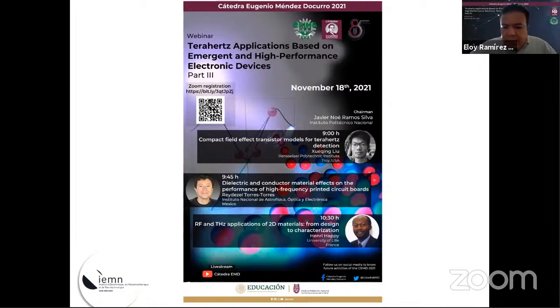Well, I'm going to begin. Thank you so much to the audience for being here. Today, we are going to begin with the third talk of the day. This talk will be given by Professor Henri Happy, University of Lille, France. The talk is called Radiofrequency and Terahertz Applications of Two-Dimensional Materials, From Design to Characterization.